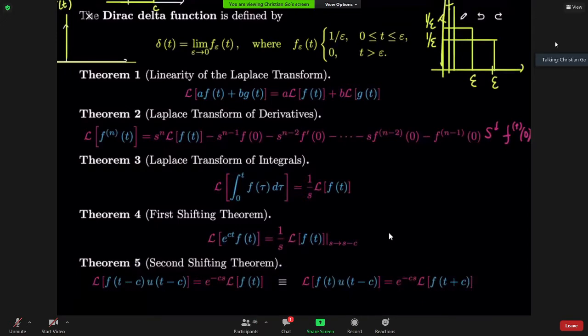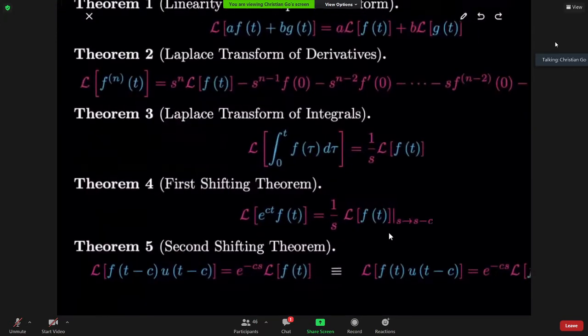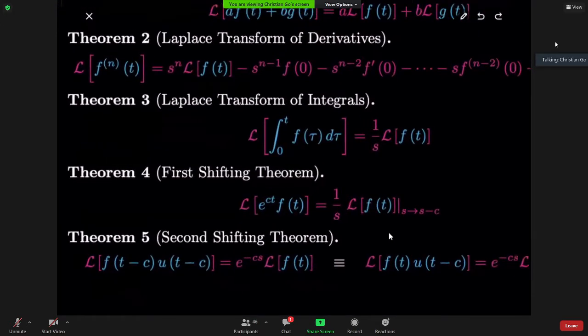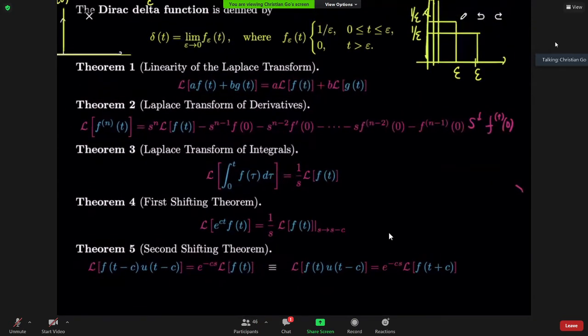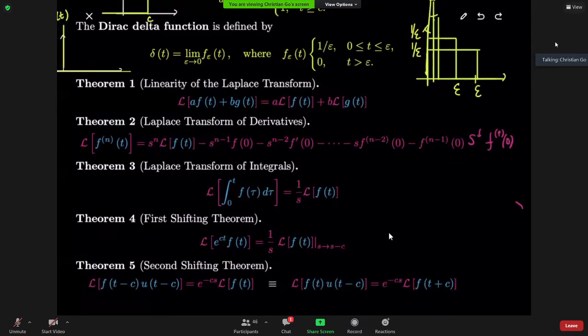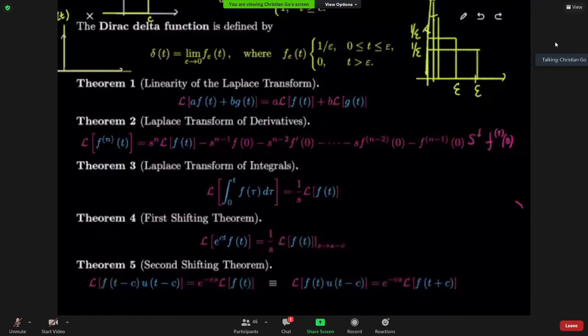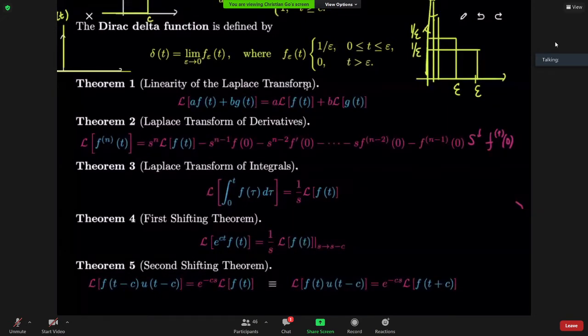Next are your two shifting theorems. Now, I think just to make the first shifting theorem a little bit clearer, I've rewritten it here. It looks a little bit different from what your notes usually say. I think usually, why is there a 1/s here? Oh no, typo. There shouldn't be a 1/s there. That should just be L of f evaluated at s minus c. Okay, I'm going to change this.